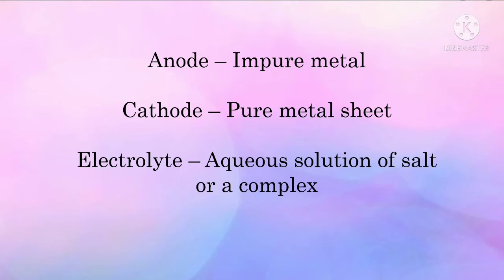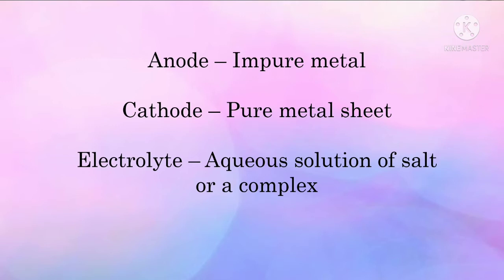Then that particular metal's pure sheet or pure metal is taken as the cathode, and an aqueous solution of the salt or a complex is taken as the electrolyte. We will consider an example, then you might understand a bit better. So let me repeat. Anode is the impure metal, cathode is a pure metal in the form of a sheet, and electrolyte is that particular metal salt solution, an aqueous solution.